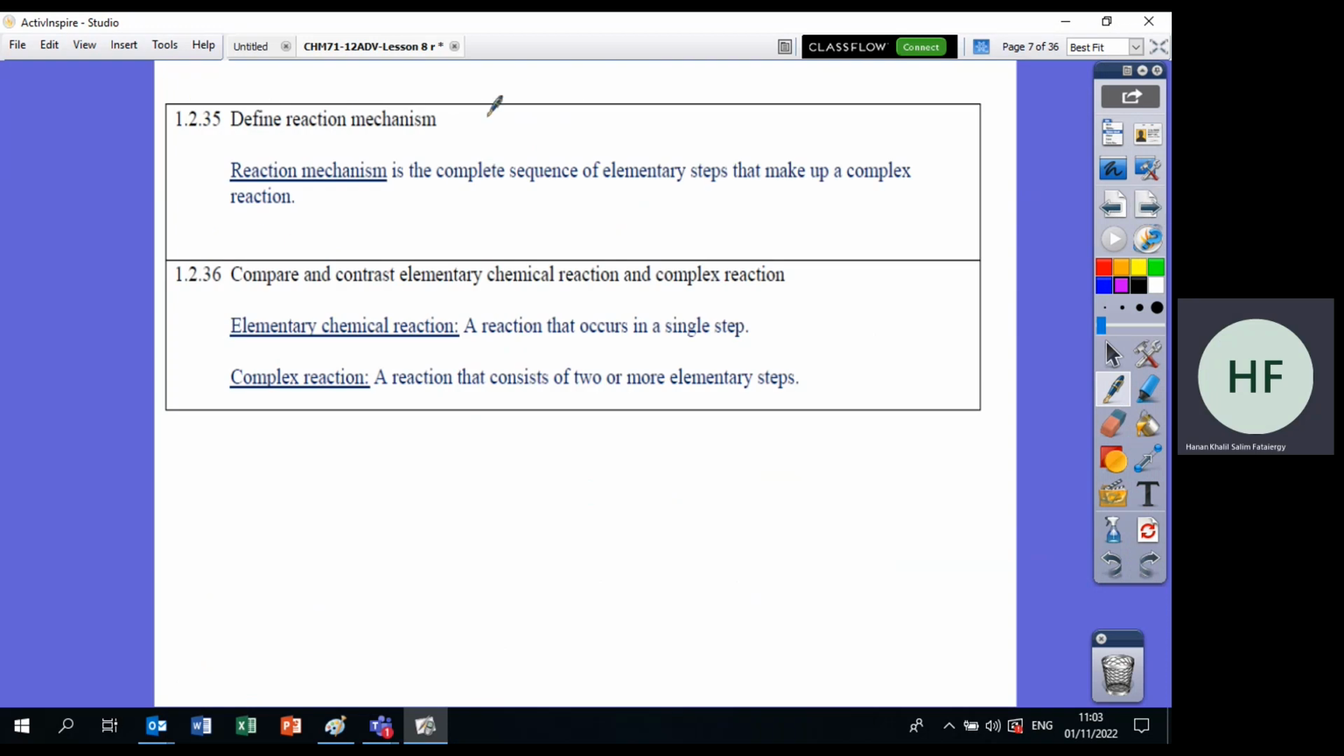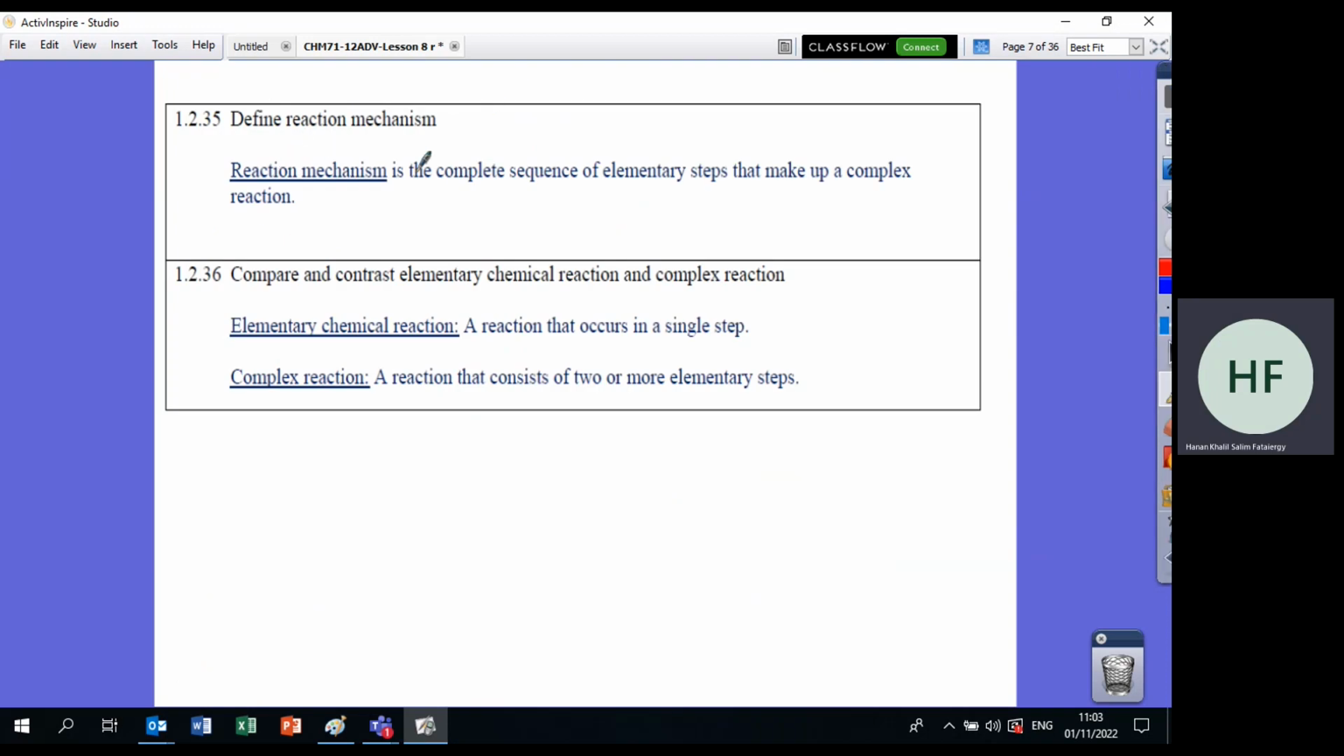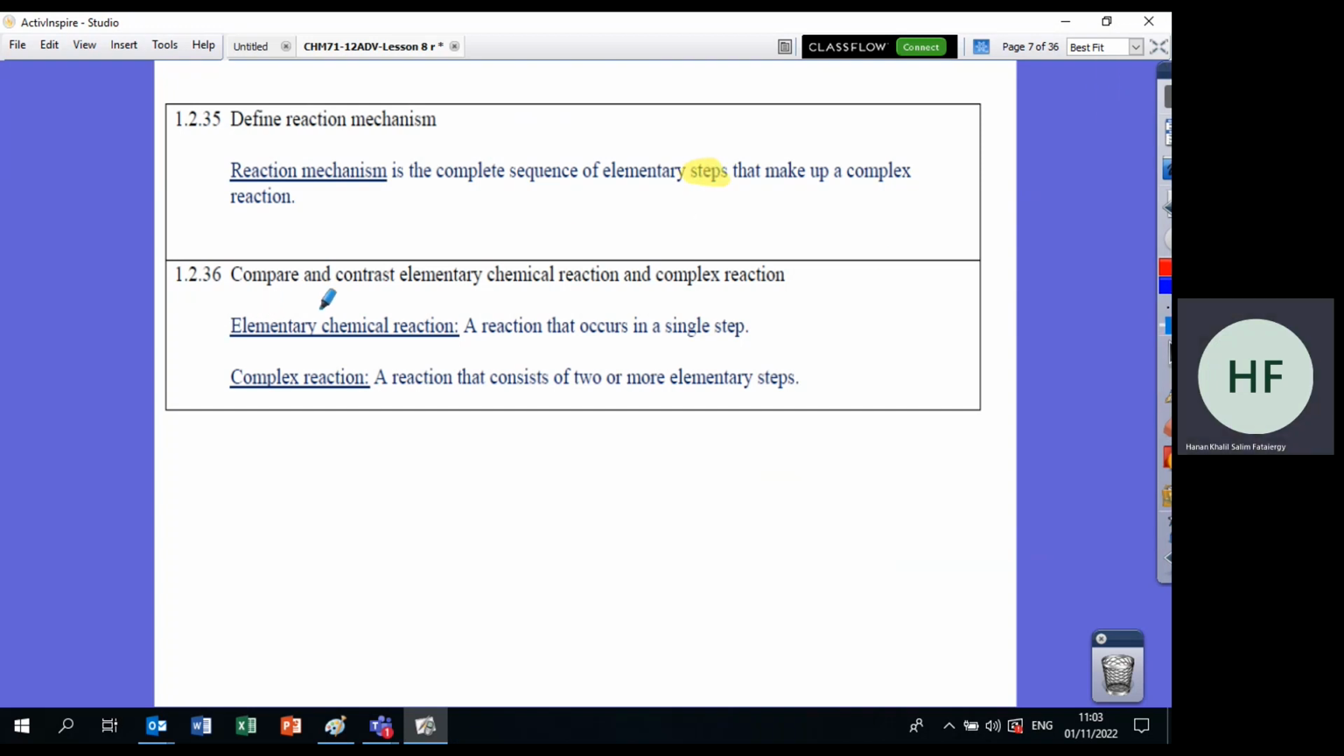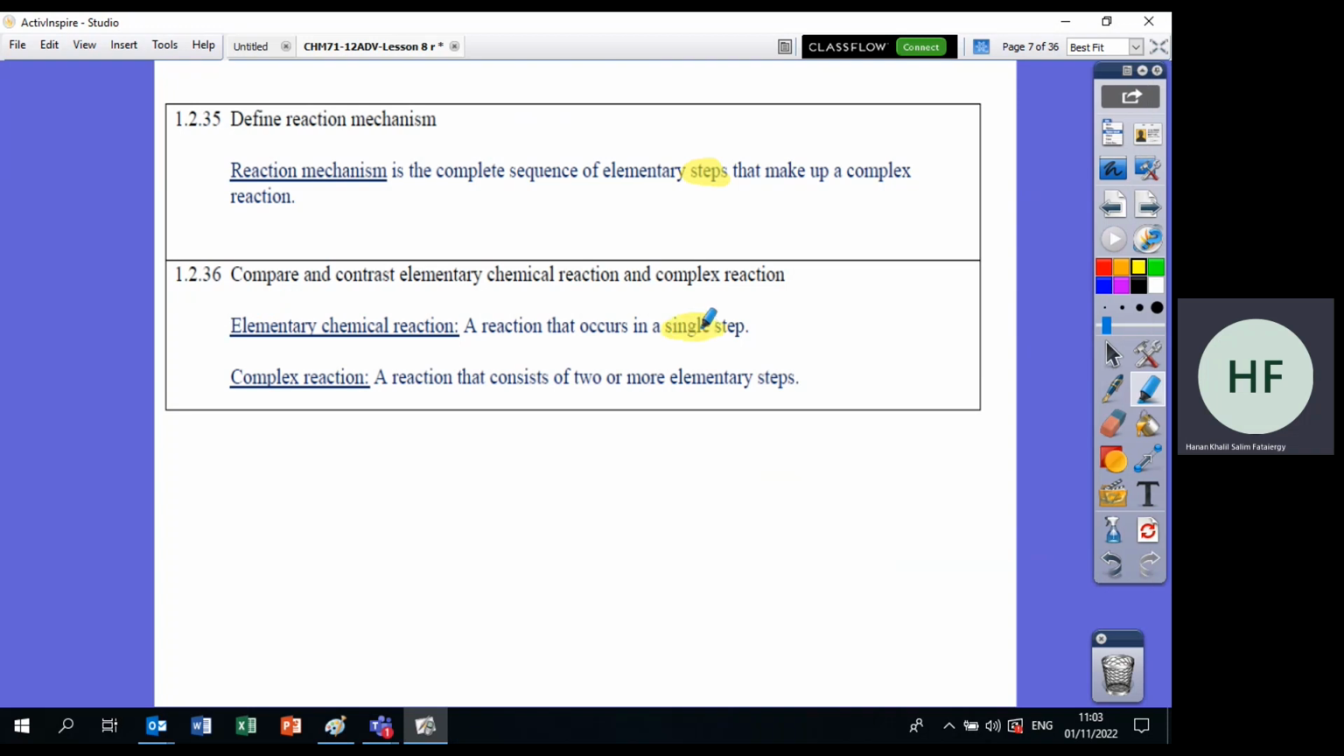Okay, now we set the reaction mechanism. Try to find the keyword in the statement. The keyword here is the steps. Elementary chemical reaction means one step. Complex reaction, 2 or more steps.